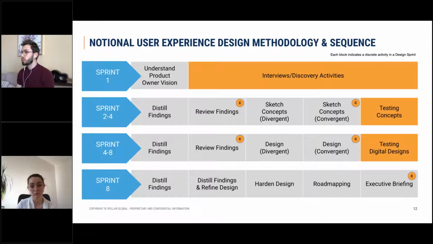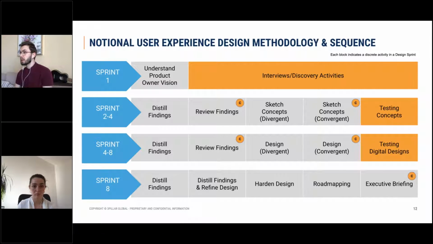But usually we would stretch it across 1 working week. So in first day, we would distill the findings. So the first thing that we would do is just clarify what we need to do, the problem that we discovered, and so on.